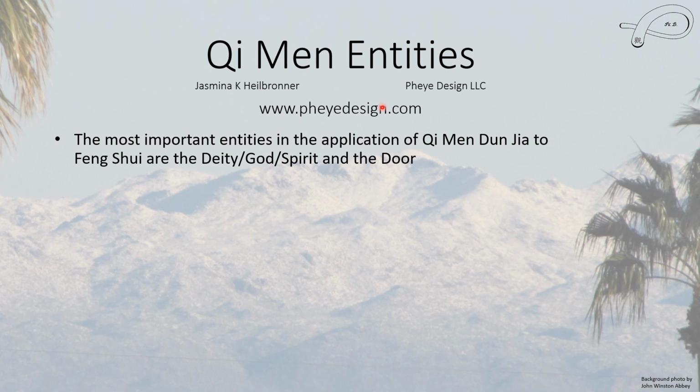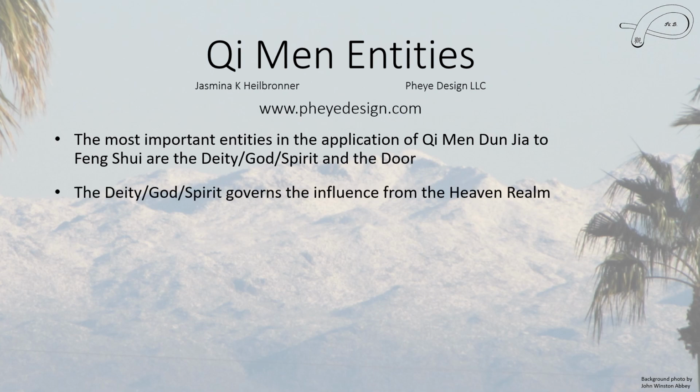So now I'm going to talk about the Chi-Men entities. And so this can help you understand what you're looking at once you find your Chi-Men chart. And basically, the only 2 things I'm really going to cover here is the gods or the deities or spirits, depends on who you're working with, what they're called, and the door. Now, the door seems to always be the door, but they'll be located in certain places and it's not difficult to understand.